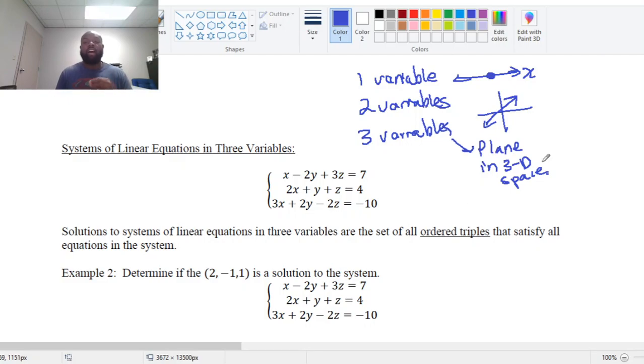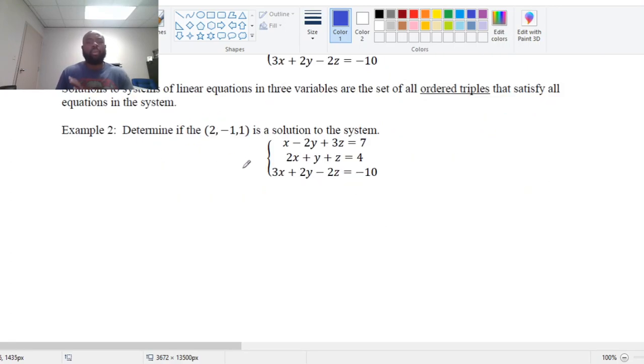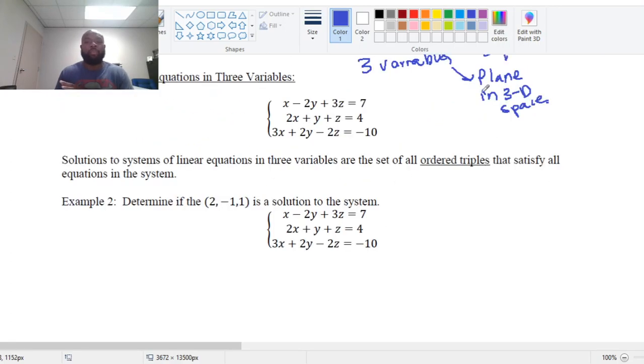It's the set of our ordered triples that lie on that plane. And so this is a system of three equations and three variables, and their solutions are ordered triples that satisfy each of those equations. Before we get to the graphical representation of the plane in 3D space, we can check if an ordered triple is a solution of a system by plugging in the x, y, and z into each of those equations to see if we get a true statement.